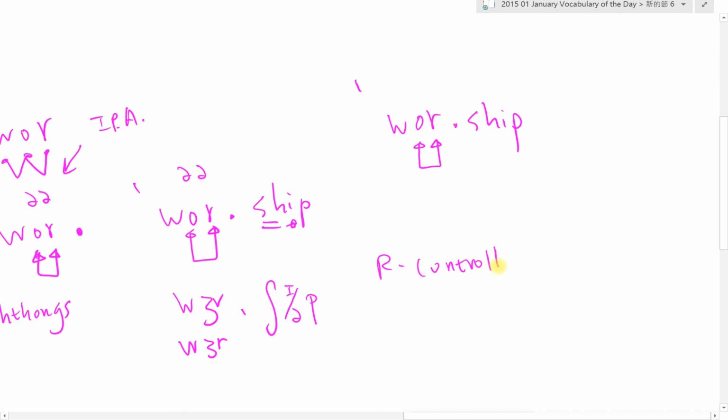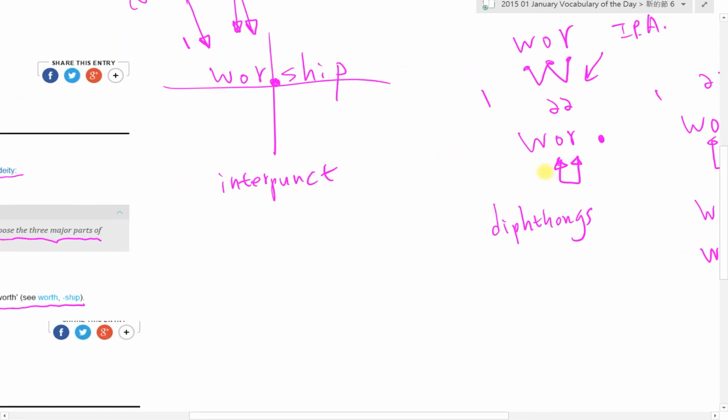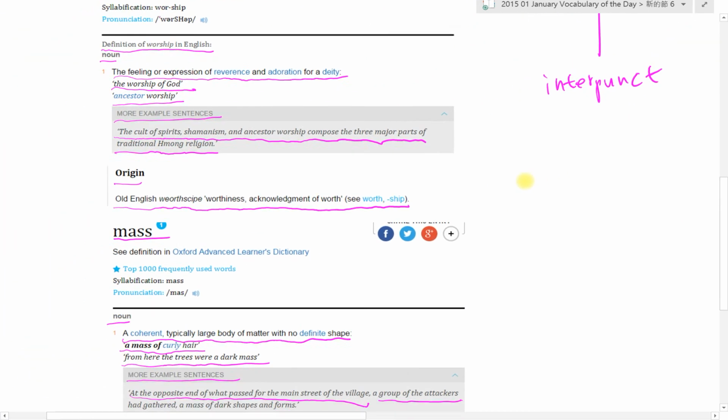好，再看一遍 W-O-R，S-H-I-P，重音在第一节。我们用一个 long vowel，R control，O-R as long vowels, er. 所以这是 war，这是 digraph sh as sh，ip as ip，worship, worship, worship.